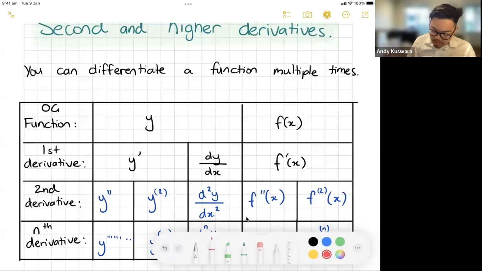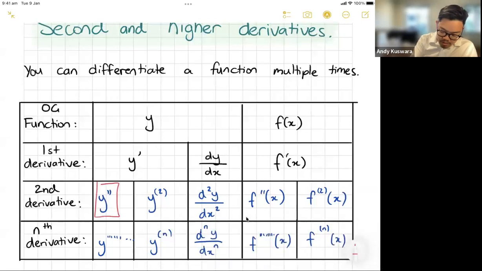I'm going to highlight the ones that you see most often. You definitely see the double dash. You definitely see the d squared y dx squared, and you definitely see the double dash. Okay, everything else is slightly less common, so I wouldn't worry about it too much, but it's good to know.